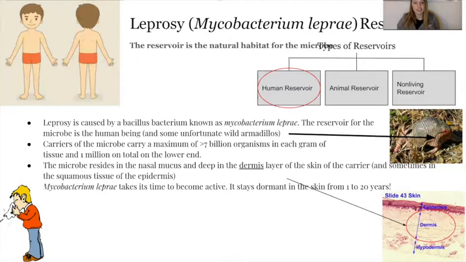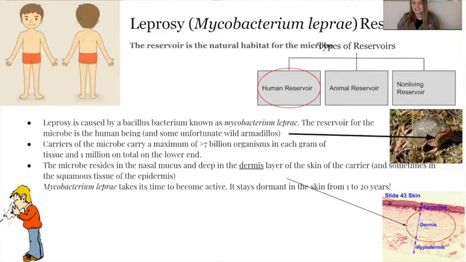So carriers of the microbe can carry a maximum of 7 billion organisms or even more in each gram of tissue, and 1 million in total on the lower end. So you're looking at both ends of the spectrum that Alyssa talked about, the paucibacillary and multibacillary. The pauci being the lower end, and the multi being the higher end. The microbe resides in the nasal mucus and deep in the dermis layer of the skin of the carrier, sometimes in the squamous tissue of the epidermis as well.